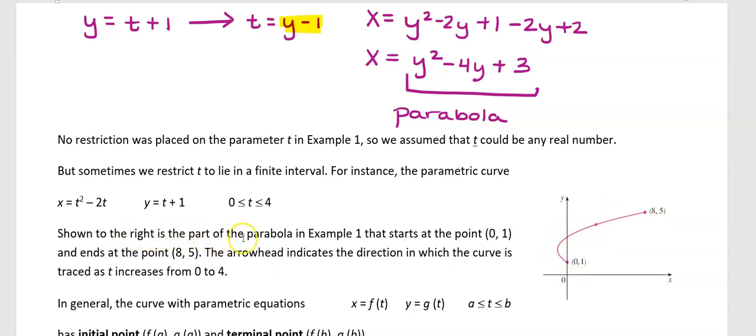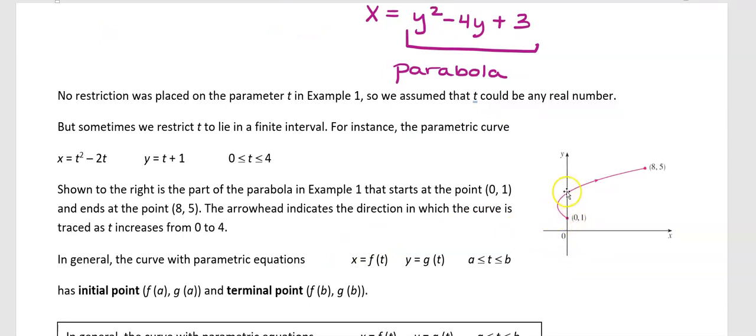So shown to the right is the part of the parabola that would be there, and it would be from 0, 1 all the way to 8, 5. So the arrow again is depicting the direction in which the curve is flowing, and so it's going up and then switches up and to the right.